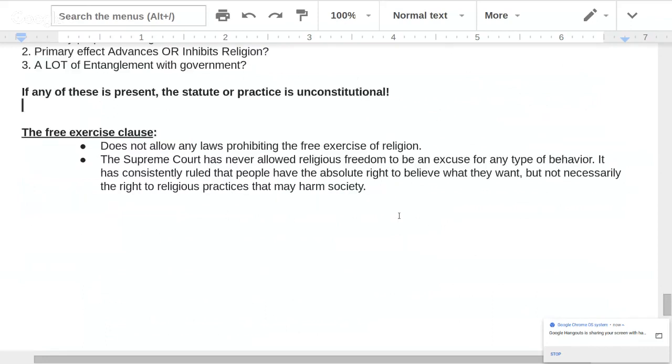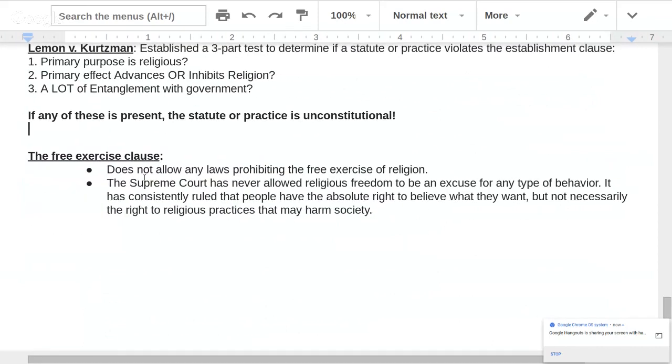Now, getting into the Free Exercise Clause, it does not allow any laws prohibiting the free exercise of religion. The Supreme Court has never allowed religious freedom to be an excuse for any type of behavior. It has consistently ruled that people have an absolute right to believe what they want, but not necessarily a right to religious acts that may harm society.